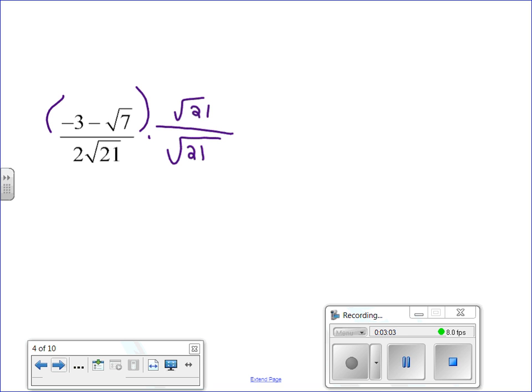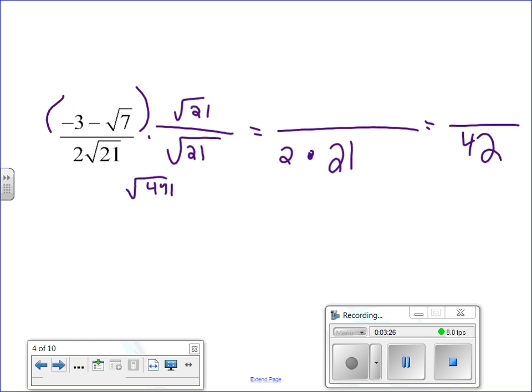On the bottom, I would have 2. That 2 is still going to live there. But the radical 21 and the radical 21 would give me the square root of 441, which the square root of 441 is 21. So you'll have a 2 in the bottom, and a multiply sign, and a 21 in the bottom. I think my final answer in the bottom will be 42. We okay on the bottom? The top's going to be a little bit harder. The top's where we'll have to distribute.